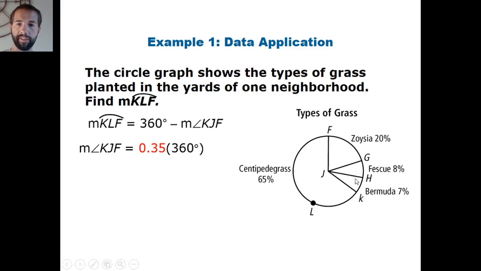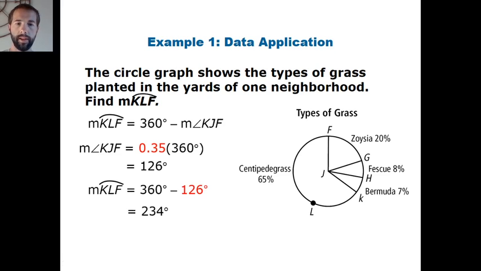So if this is 35% of the entire circle and the circle is 360, we're going to do 35%, which is 0.35 times 360. And that gives us 126 degrees. So angle FJK is 126 degrees of the circle. Now to figure out what the measure of arc KLF is, we're just going to do 360 minus 126. And that gives us 234 degrees. So that would be the measure of our major arc.